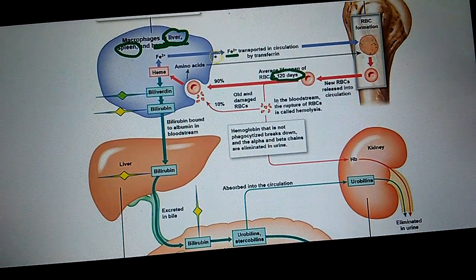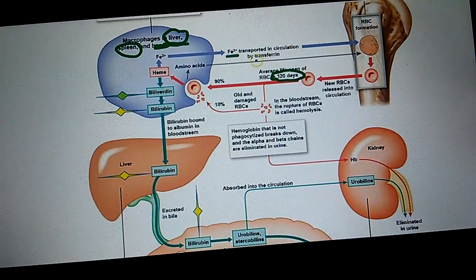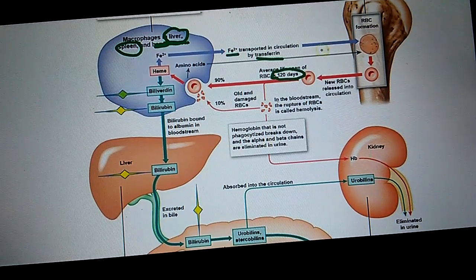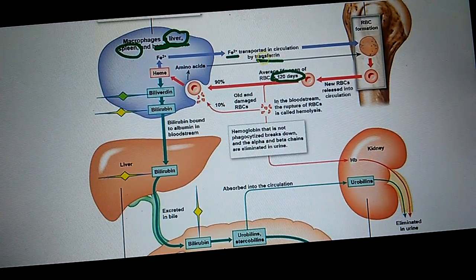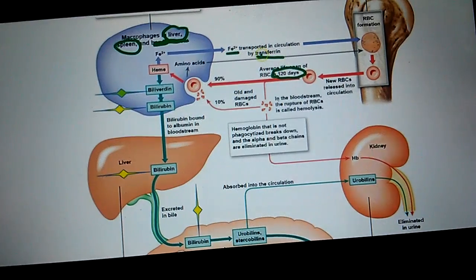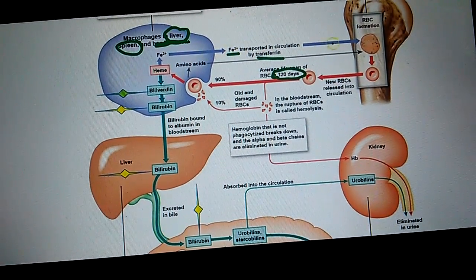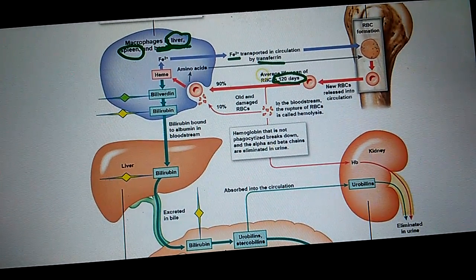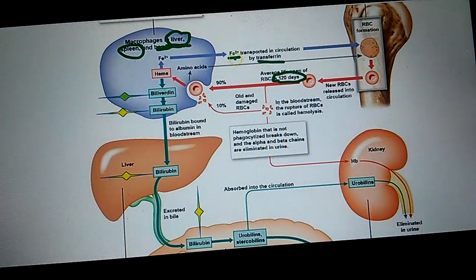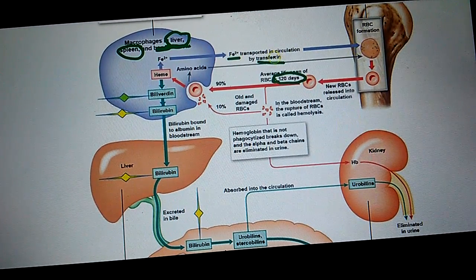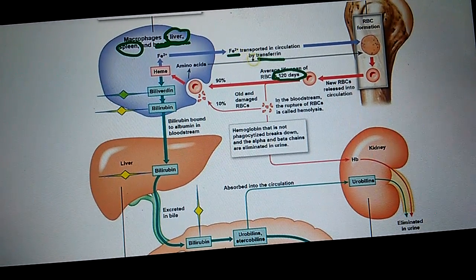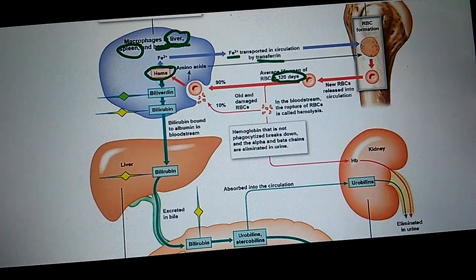How is iron transferred from the liver and spleen back to the red bone marrow? Using transferrin. What transporter transfers iron from the liver and the spleen to the red bone marrow? Transferrin. See how I'm using different words other than just transfer. What moves iron from the liver and the spleen back to the red bone marrow? Transferrin. Okay.